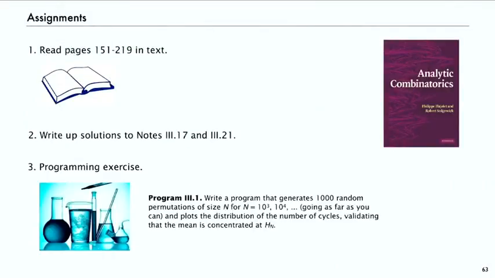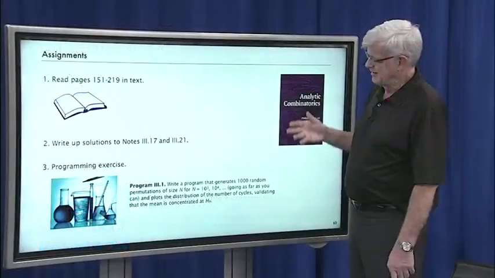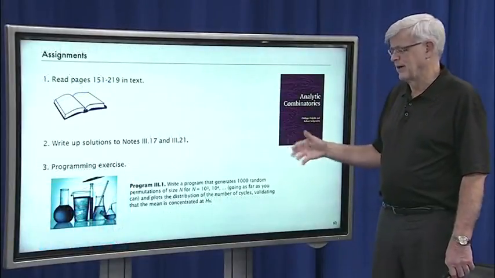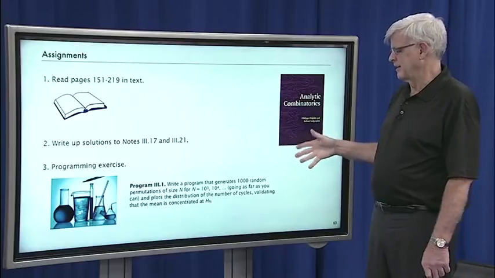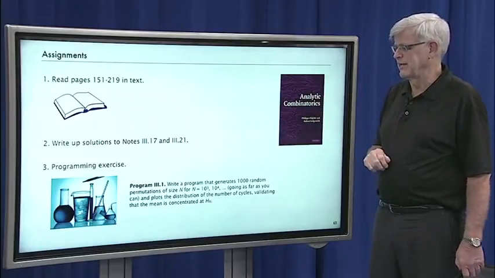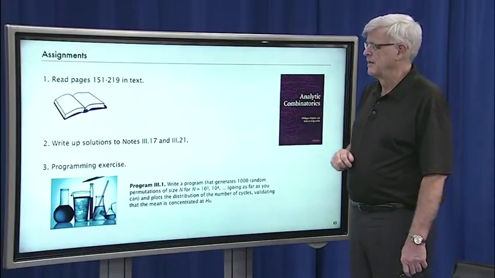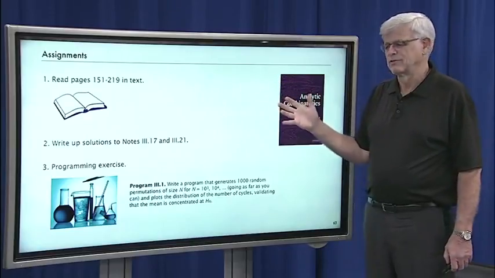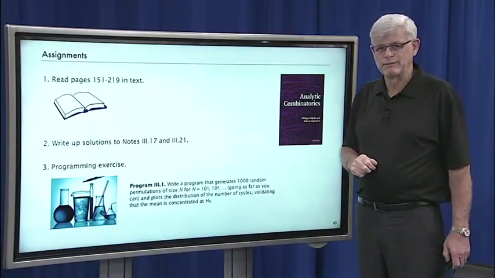Try the programming exercise, again, just to validate the math. Generate some random permutations and check that the number of cycles that you get in those permutations is about HN. Even for math, it's worthwhile to validate the math that we do to better understand the derivations. So those are the exercises for our combinatorial parameters lecture.